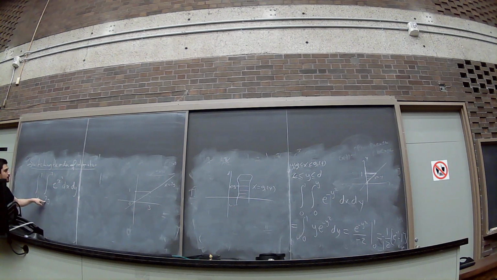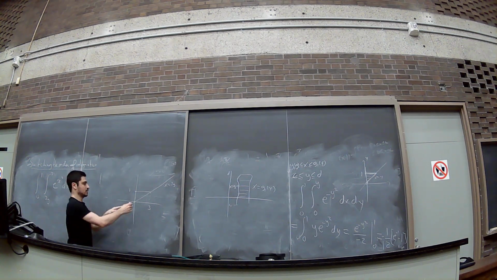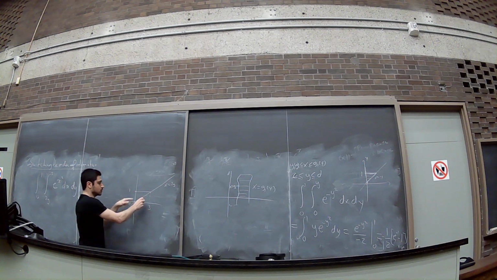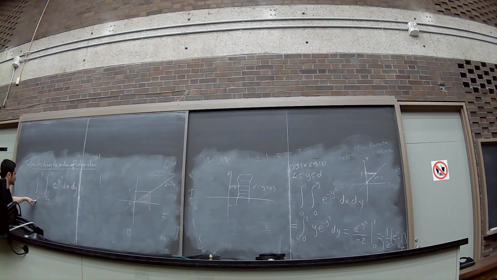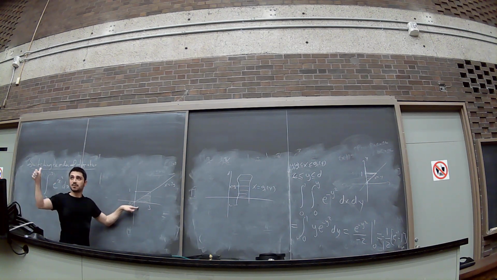Now, I want x to go from 3y to 3. What part do I sketch? This one or this one? x goes from 3y to 3. Here or here? 2 or 1? 2, right? x goes from 3y to 3, and y goes from 0 to 1. That's my region. Everybody, do we agree with this? Yes. Any questions on this?